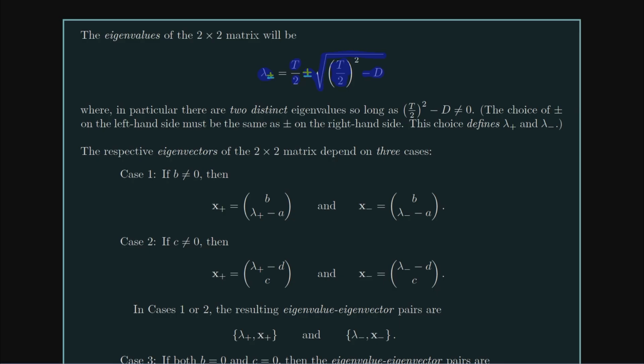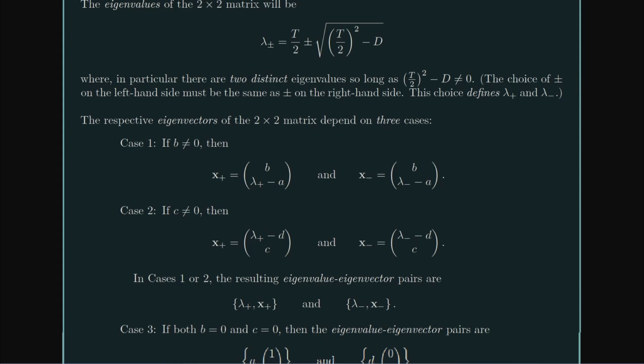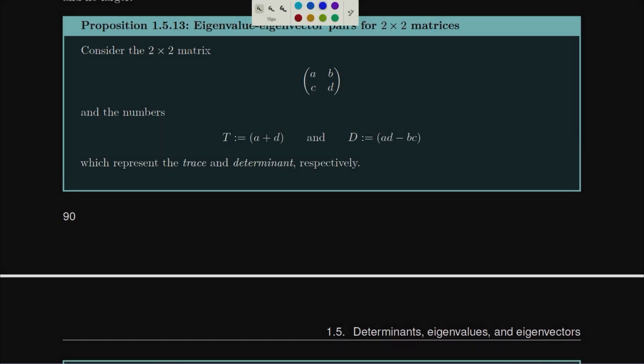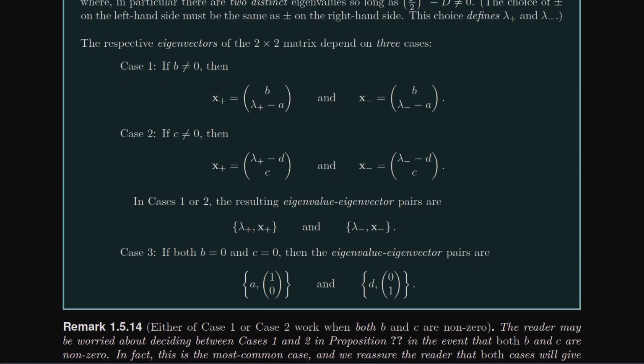And then you can find the eigenvectors dependent on the eigenvalues. Now it will be down to a couple of cases. The cases depend on if these values b or c are non-zero. But in the event that b is non-zero, then your first eigenvector, which I call x plus, the one associated to the eigenvalue lambda plus, will be the vector b and then lambda plus minus a.